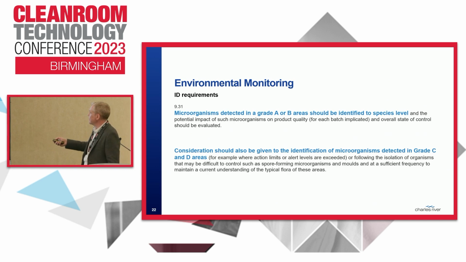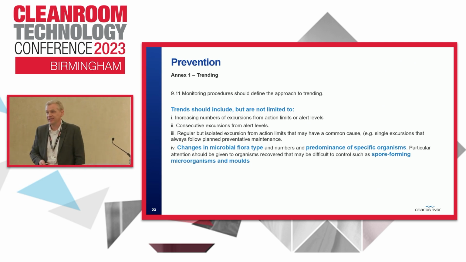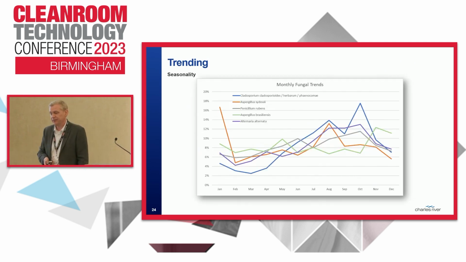And it also says consideration should be given to identification of organisms detected in C and D areas. And again, it talks about things like organisms that are difficult to control, such as spore formers, and you need to understand the typical flora of these areas. So when you're looking for that understanding, you need good scientific data to provide that knowledge. So your ID system needs to be able to provide accurate IDs. Trending is mentioned: changes in microbial flora type, predominance of specific organisms, spore formers and molds again. So again, you need accurate ID to be able to do trending accurately.